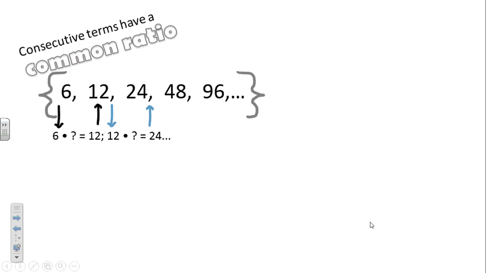Geometric sequences are sequences in which you have a common ratio. Arithmetic sequences had a common difference. Geometric sequences are going to have a common ratio. When you hear the word ratio, what do you think of? What does ratio bring to mind?